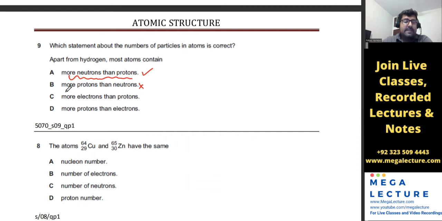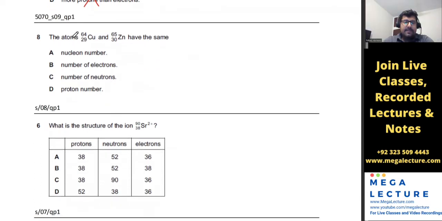C and D are obviously wrong because he's talking about atoms. Whenever you're talking about atoms, they have an equal number of electrons and protons. So these two are wrong anyway. Okay, this one: what is the same between these two?